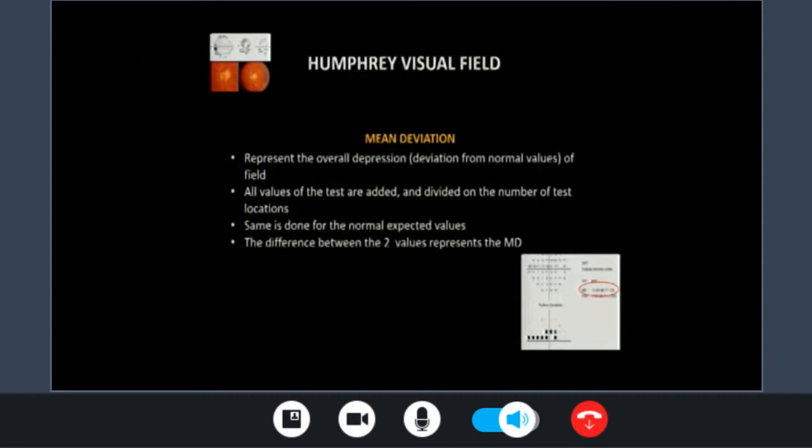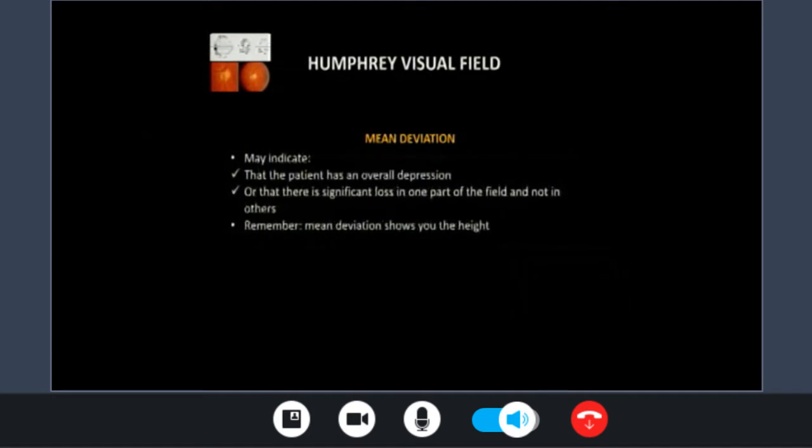The mean deviation represents actually the overall depression or deviation from normal values of the field. All the values of the tests are added and divided by the number of test locations, and it will tell us the difference between the two values represented as a mean deviation. So mean deviation might indicate that the patient is having an overall depression, like cases of, again, cataract. Or it can tell us that there is actually a significant loss in one part of the field compared to the other, like patients with glaucoma, or patients who are having scar or retinopathy.